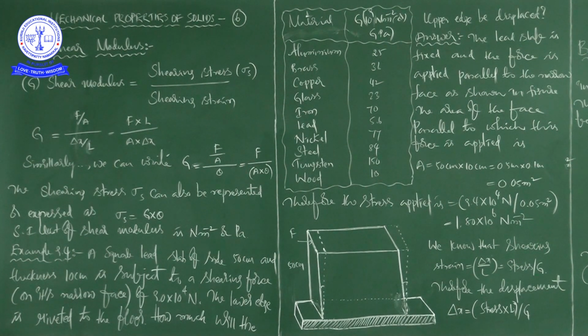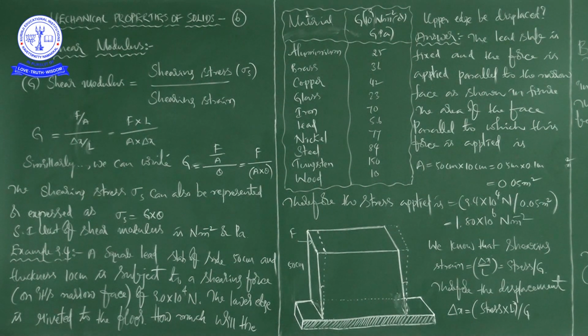Next, the shearing stress sigma S can also be expressed from this as sigma S is equal to G into theta. Why? Because if you take F by A and take this theta to that side, then G into theta. So F by A is what? Shearing stress. So shearing stress is equal to G into theta. And the SI unit of shear modulus is Newton per meter square or Pascal.